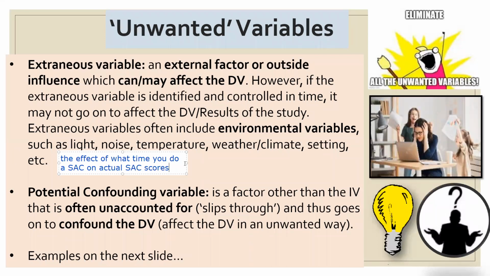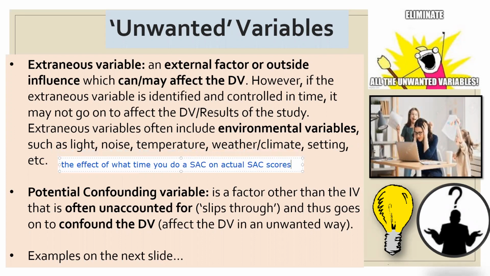Okay, first of all, before we get into the unwanted variables of a study like this, if I'm doing an experiment and investigating the effect of what time we do a SAC on an actual SAC score, so maybe comparing doing a SAC in period 1 compared to doing it in period 6, and that's my study, and then I'm going to get students to do the SAC and then look at how well they did or how well they didn't do. What's the IV and DV in an experiment like this, guys?